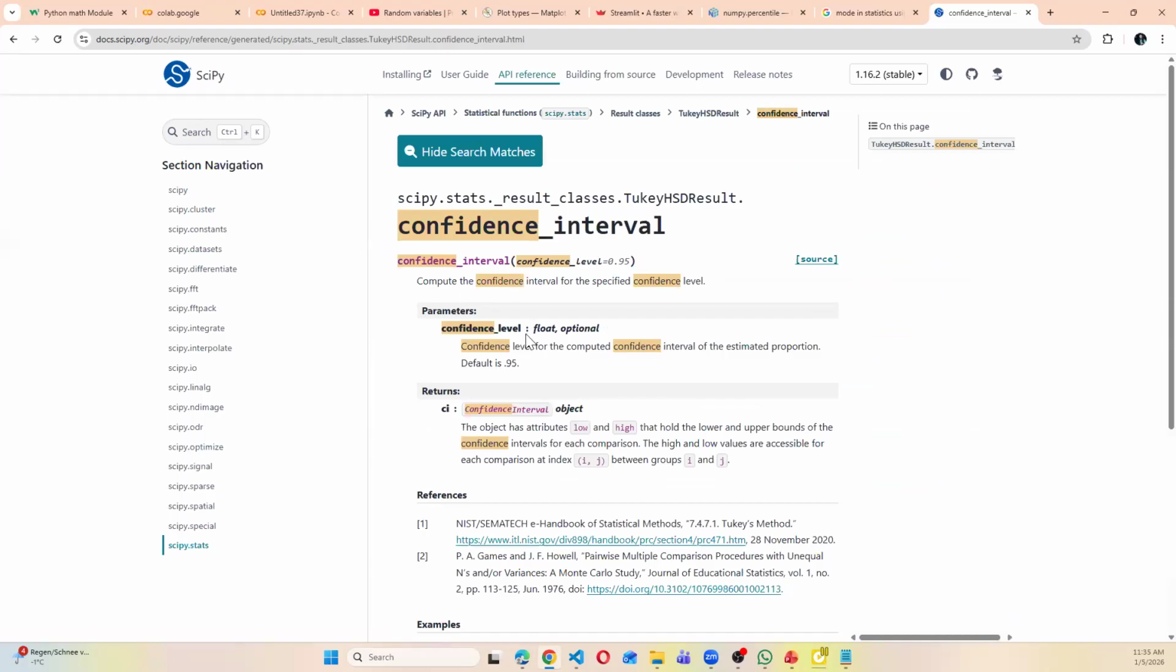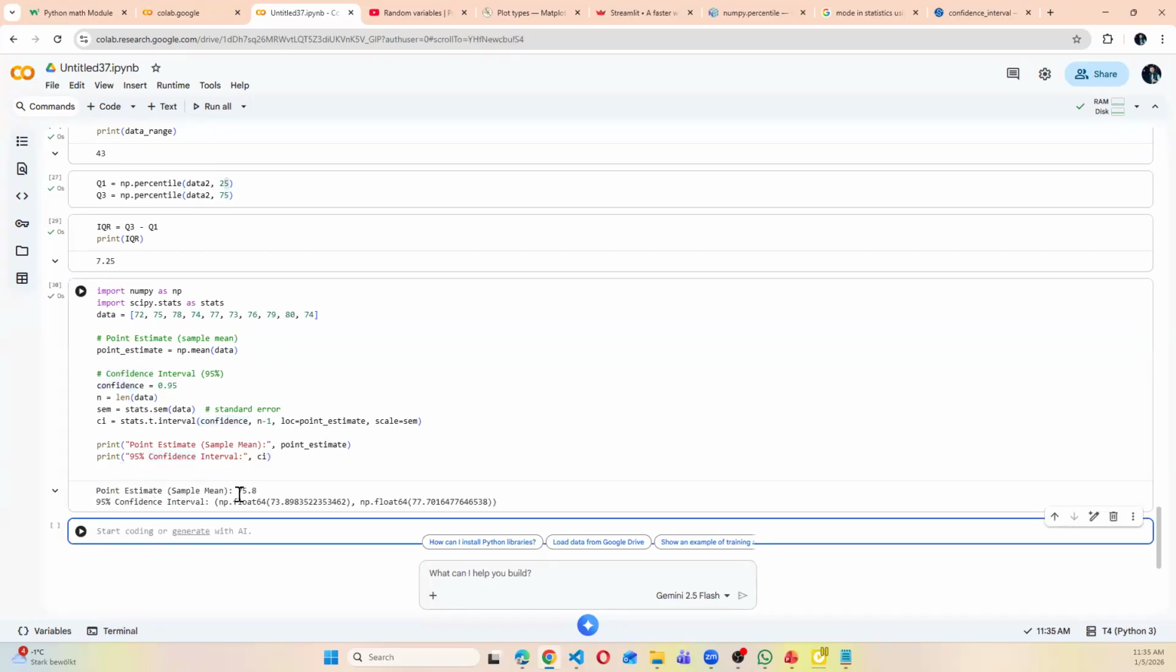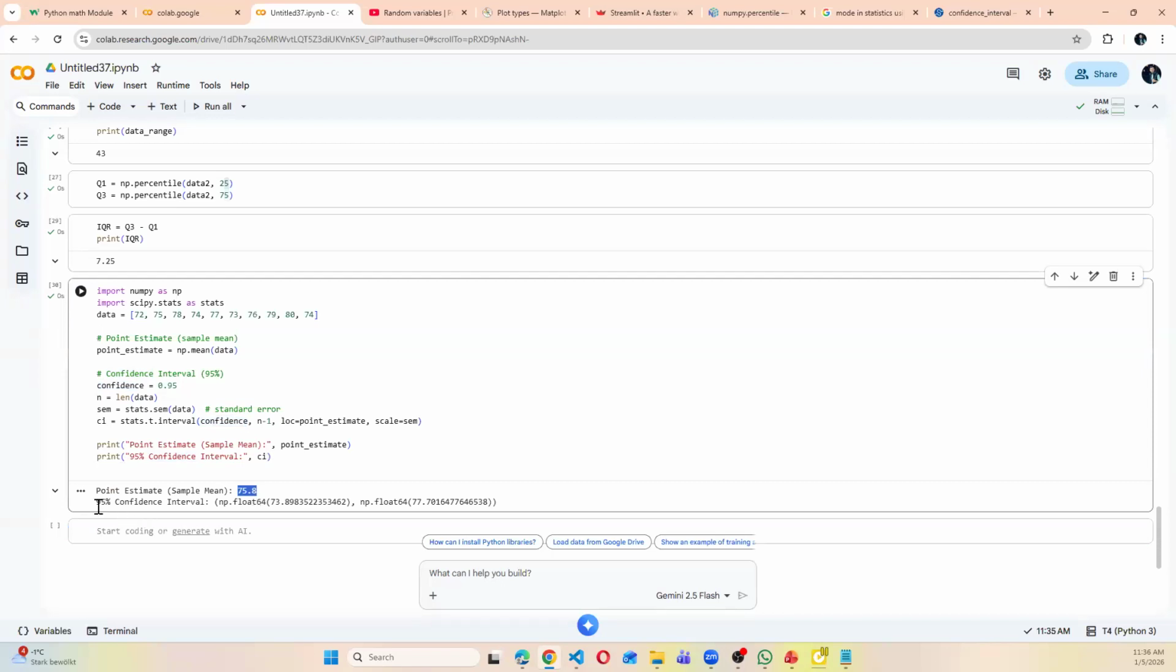So you can see confidence interval is here. You can find it from here. It's the same: stats.interval. So you can say 90 confidence is from here. It gives you the parameter, and this is the formula that you put inside. Then you print this one, and if I print the value, I can see my point estimate is like 75.8. We are 95% confident that this is between 73.89 to 77.70.